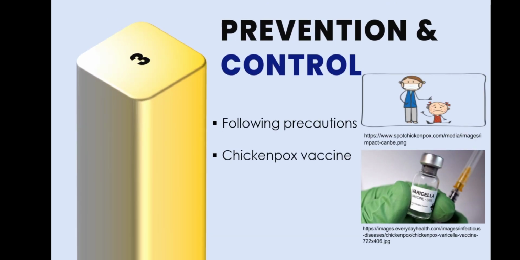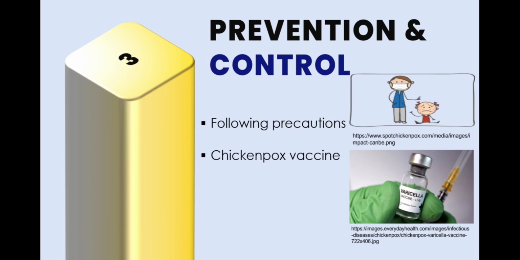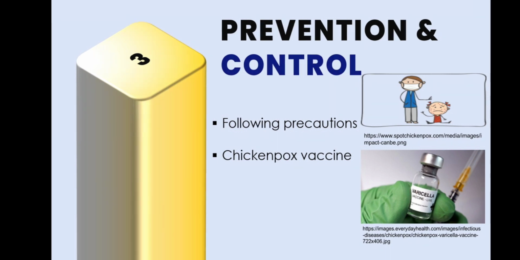Prevention and control. Preventing varicella in healthcare settings is done by following standard precautions, plus airborne precautions, negative airflow rooms, and contact precautions until lesions are dry and crusted. The best preventive measure for chickenpox is the chickenpox vaccine. The vaccine is a live attenuated vaccine administered subcutaneously. Two doses of the vaccine are about 90% effective at preventing chickenpox.